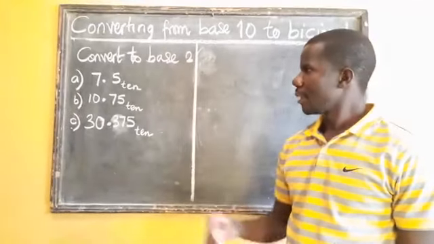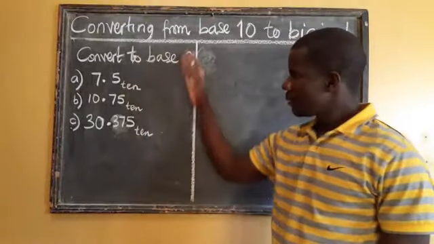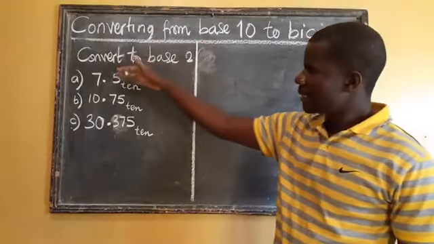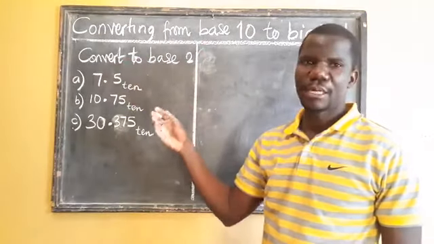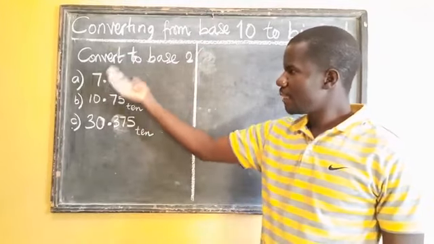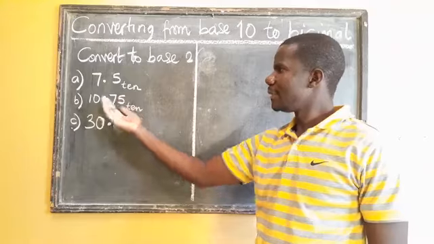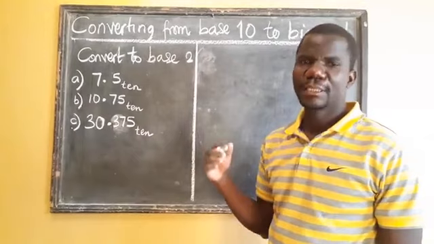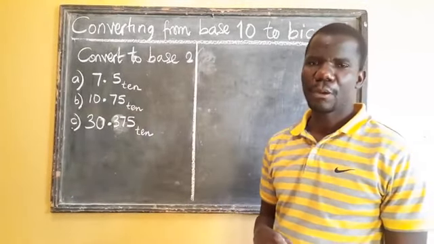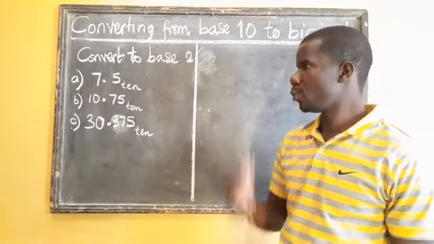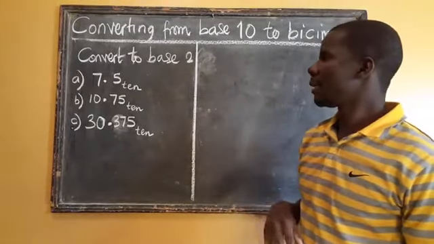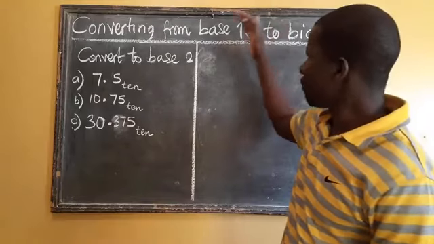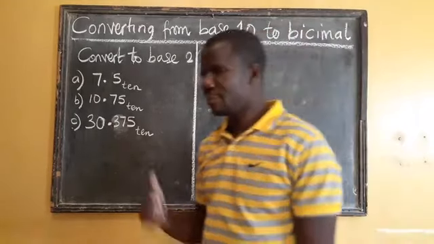So how do we convert to bicimal? These numbers are like decimal, okay, when they're in base 10. So we want to convert them from the decimal numbers to bicimal numbers. A bicimal number is a decimal number that is in base 2. That is a bicimal number. So we want to convert from base 10 to bicimal numbers, those numbers that are in base 2.